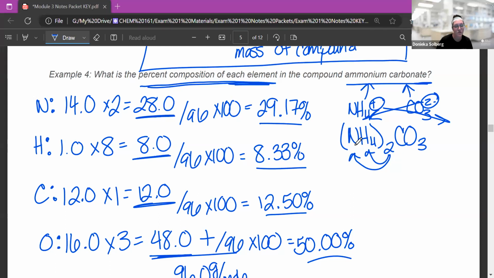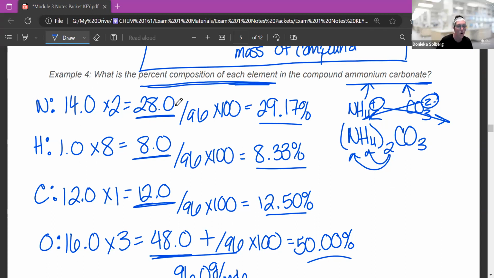I have noticed this 2 goes to the whole thing, so I have 2 nitrogens and 8 hydrogens, since 2 times 4 would be 8. So I did 14 times 2, which is 28 grams. And then hydrogen's mass is 1.0, and I have 8 of them, so that's 8.0 grams. Carbon, I only have 1 carbon here, so it's 12.0 times 1, which is, of course, 12.0. And then I have 3 oxygens, so oxygen mass is 16.0 times 3, which is 48.